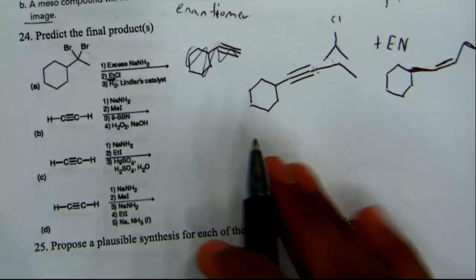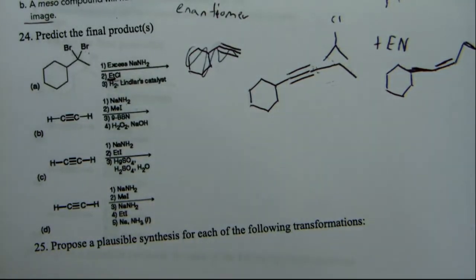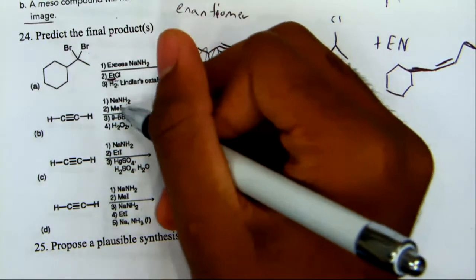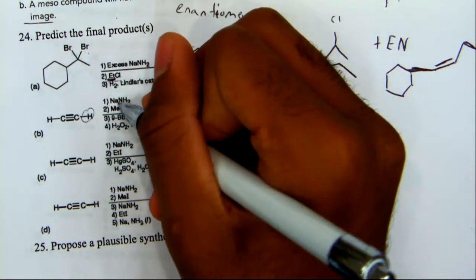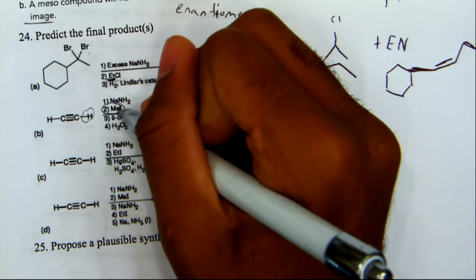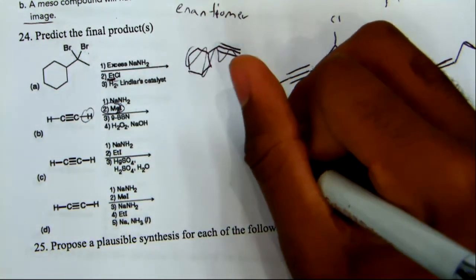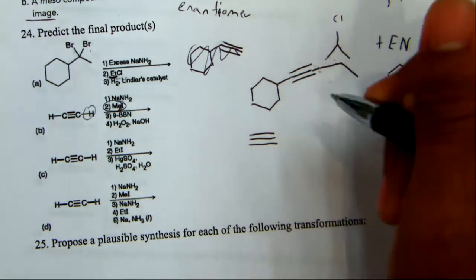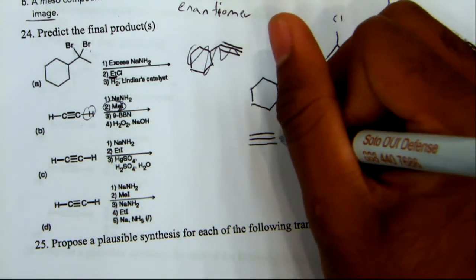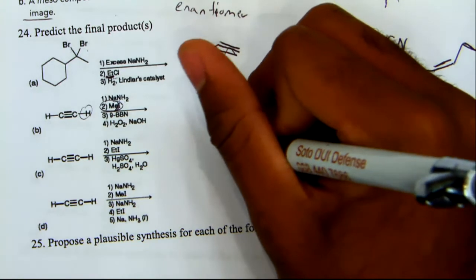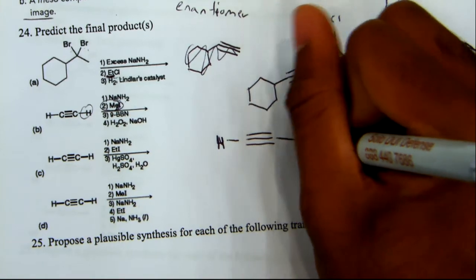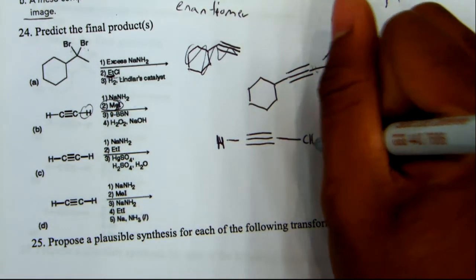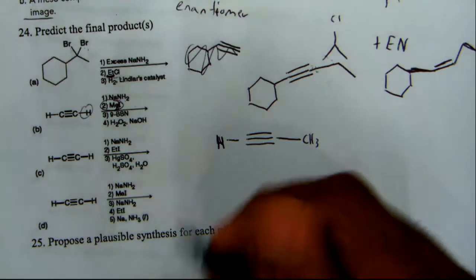All right, so this next one, using NaNH2 and MeI, this deprotonates one hydrogen. So we're getting rid of one of these hydrogens, and it will add this methyl group. So we have this, and I'll just leave this hydrogen over here. And now we have this CH3 attached, which is a methyl.